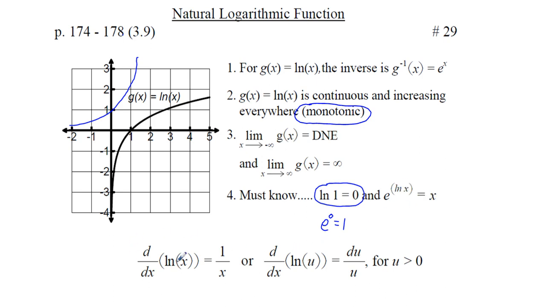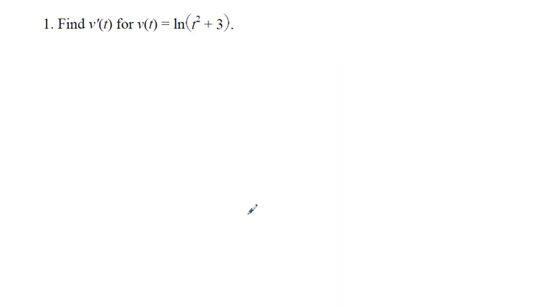And finally, for the derivative, if you have the derivative of the natural logarithm of u, it's going to be du over u. So we can call this the derivative over the original. It's just another way of saying the same thing. Okay, let's go work out some problems. I think we have 6 of them here.